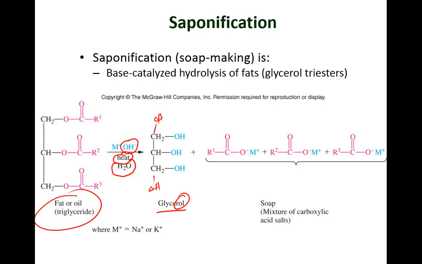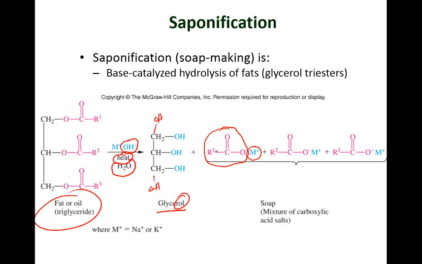And so from that alcohol, we get this compound over here, which is a mixture of carboxylic acid salts. So we get this component, and it's negatively charged, and then we get the positive metal ion here. So like sodium ethanoate or sodium propanoate. All right, so this is what makes a soap a soap.